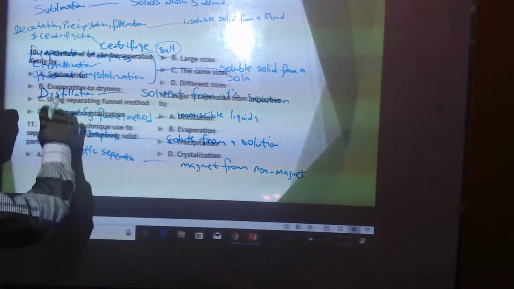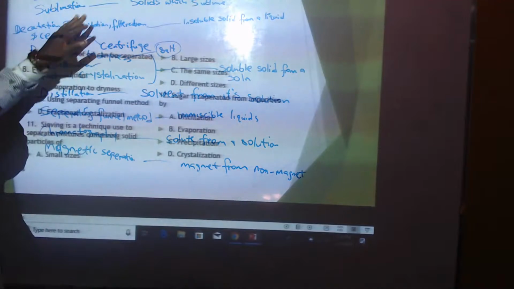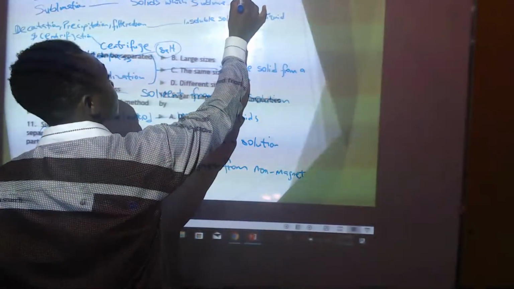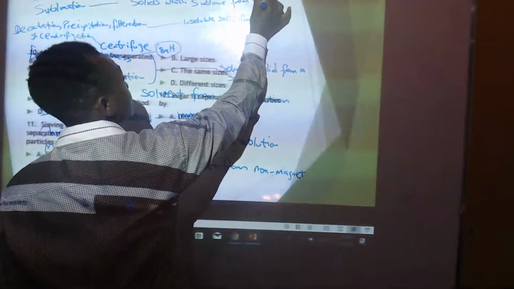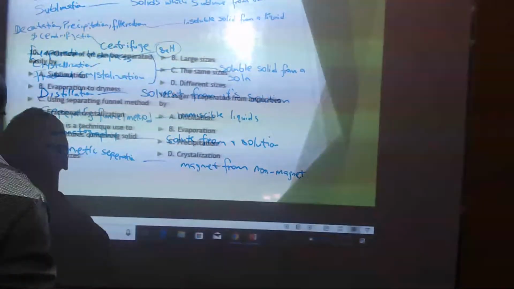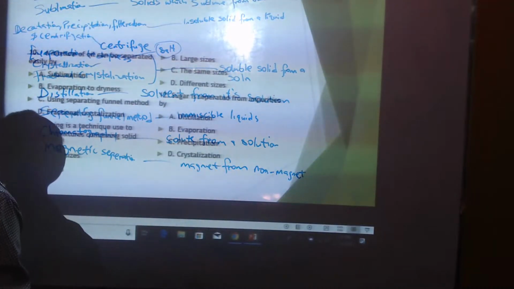Let's take a look at it again. I said sieving separates solids of different sizes. Sublimation separates solids that sublime from other solids. Then we have decantation, precipitation, filtration, centrifugation.